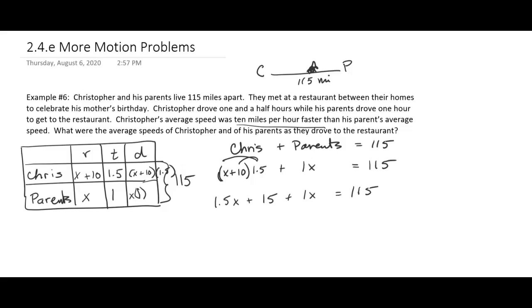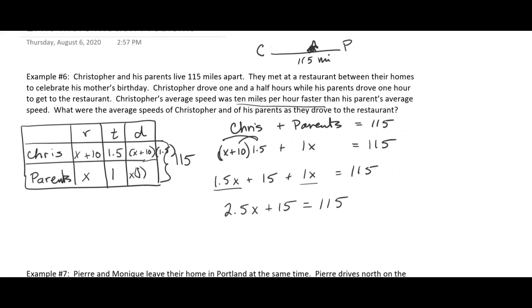Now, we could clear the decimal and multiply by 10, or we can just live with the decimal. That's kind of up to you. I'm just going to live with it. It's not too bad here. So I've got 1.5x and 1x. That's going to be 2.5x plus 15 equals 115. So I've got to finish solving this. Oops, no problem. Subtract the 15. So now I have 2.5x equals 100. Now I wish I would have multiplied that to get rid of the decimal.